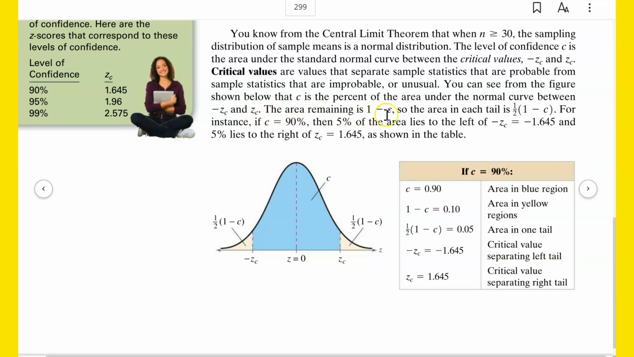The area remaining is 1 minus C, so the area in each tail is half of that, so 1/2 times (1 minus C). For instance, if C is 90%, that means 90% is in this blue area here. That means 10% is left to be divided up into these other two tails. So 5% would have to be here, and 5% would have to be here. All right, that's exactly what that is describing.